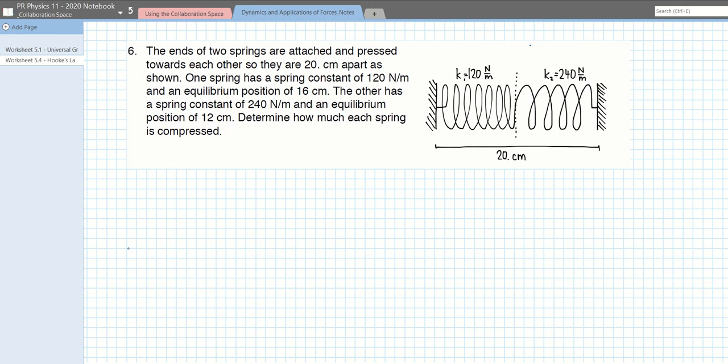Now it says one spring has a spring constant of 120 newtons per meter and an equilibrium position of 16 centimeters. The other has a spring constant of 240 newtons per meter and an equilibrium position of 12 centimeters. Determine how much each spring is compressed.